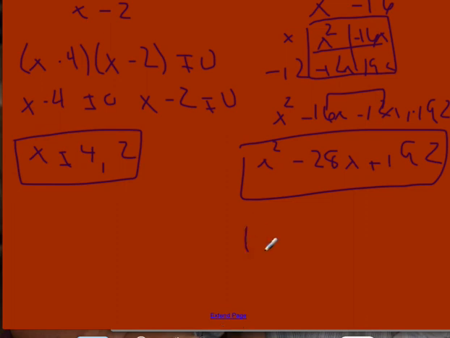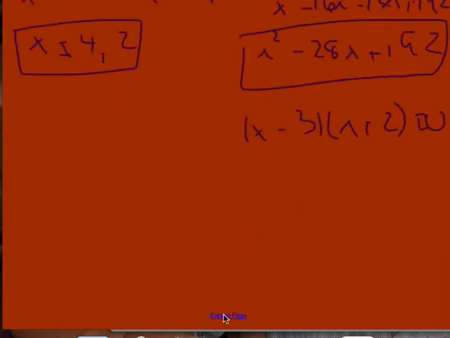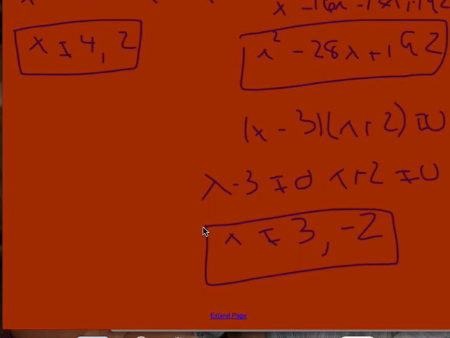So on the bottom, I had x minus 3 times x plus 2, and that cannot be equal to 0. So x minus 3 is not equal to 0, and x plus 2 is not equal to 0. So then x cannot be 3 when you add 3 over to the other side, or negative 2. If you need help solving those equations, let me know.